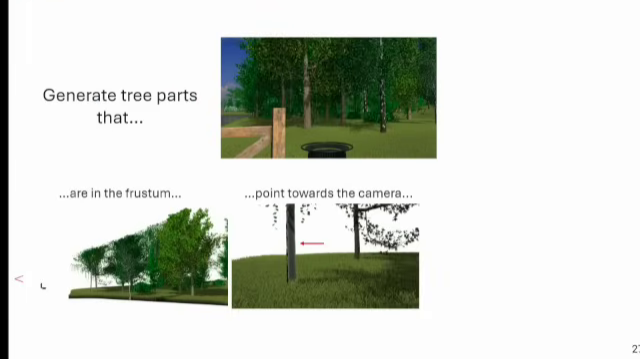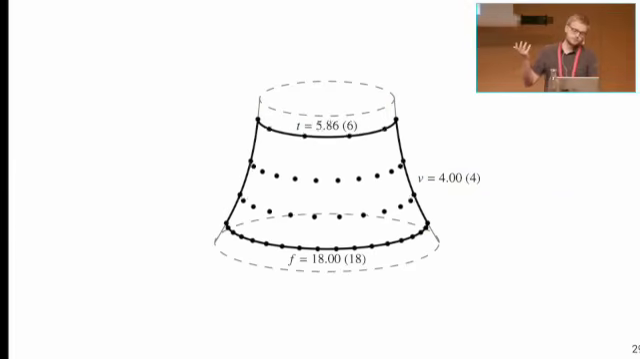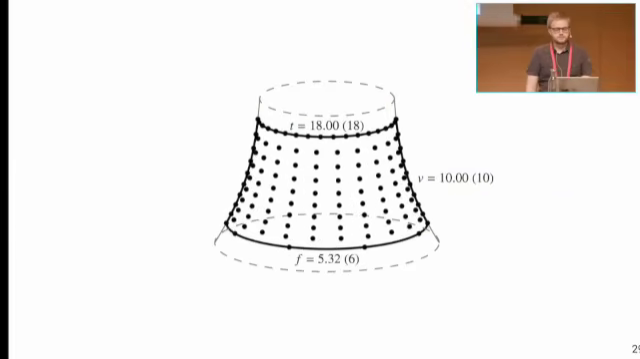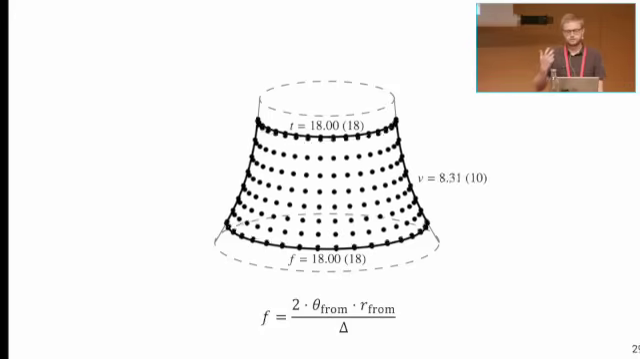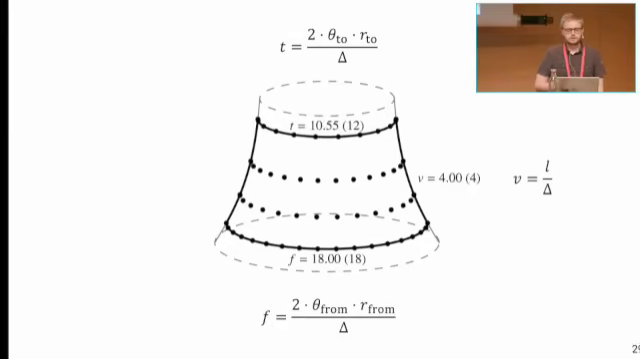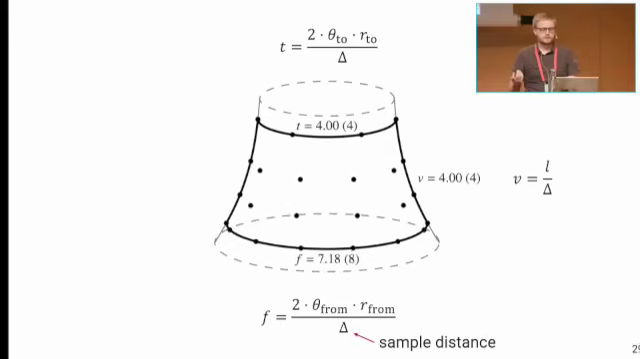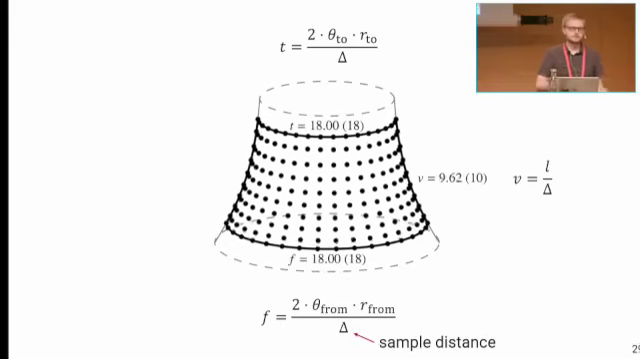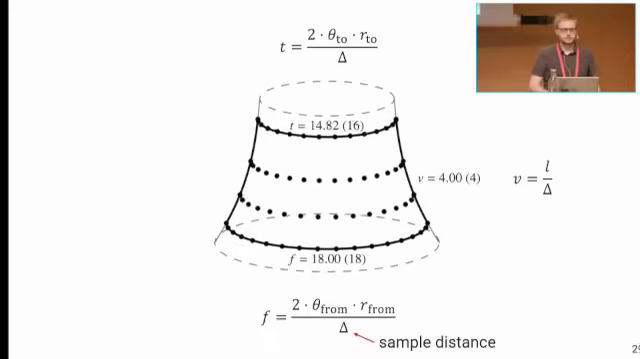All right. So the last thing we want to do is we only want to generate in the quality required for the current frame. And for that, we employ tessellation. For our stem segment, we have three tessellation factors: one from where the stem is growing from, one where it's growing to, and one for the length of the stem segment. And this delta here is just a user-defined sample distance. Basically, it says how many triangles I should have per pixel, or how many pixels I should have per triangle.